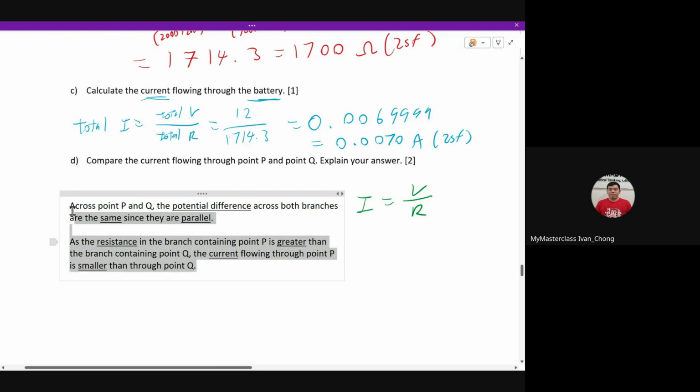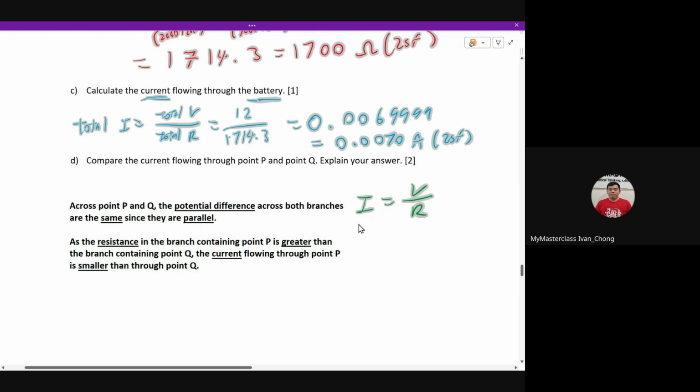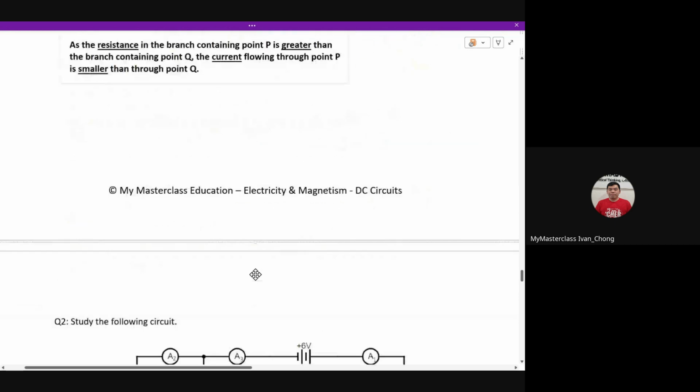You can see all of the keywords over here because this is a comparison question. Ultimately, you need to talk about I, V, and R, and whether it's greater than, less than, or whatsoever. What's the relationship? Try to always write all your keywords, I, V, and R. Make sure you have all of them. Talk about V and R first before you conclude about your current I. Okay, so there's more.